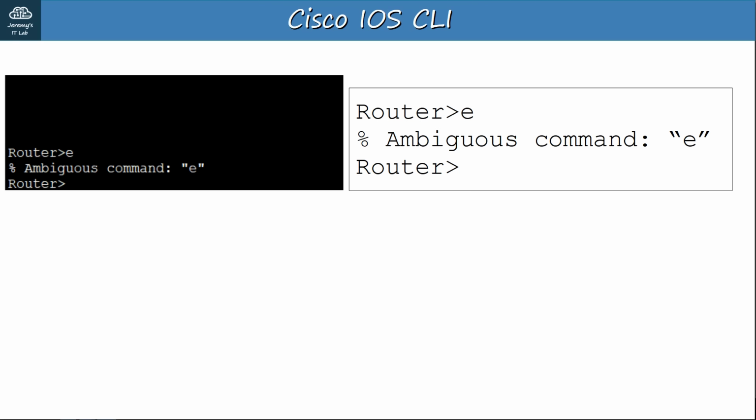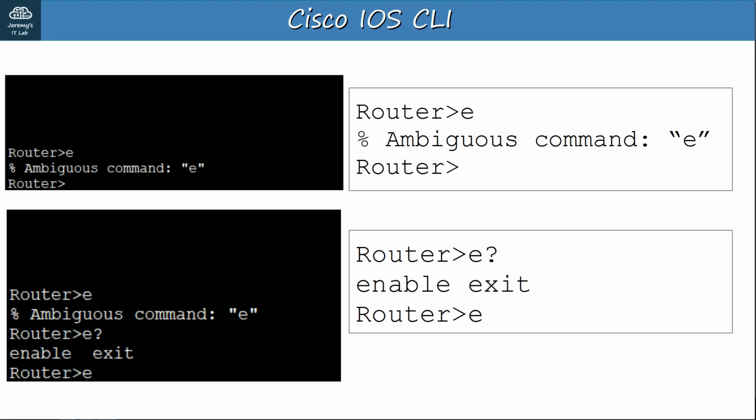If I type just E, however, we are told that it is an ambiguous command. That's because there's more than one command that begins with E. How can we view the commands that begin with E? Well, remember the question mark from before? If I type E, followed by a question mark, it displays the possible commands that begin with E. There are two, enable and exit. So if I type just E and hit enter, the router doesn't know which command I want to use. So the shortest form of the enable command is EN, and the shortest form of the exit command would be EX.